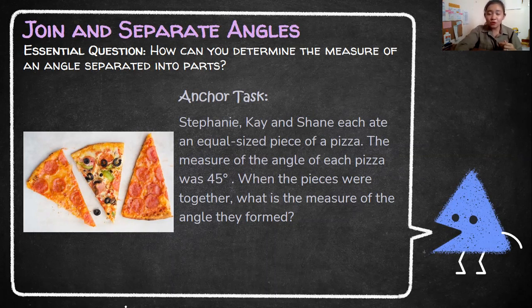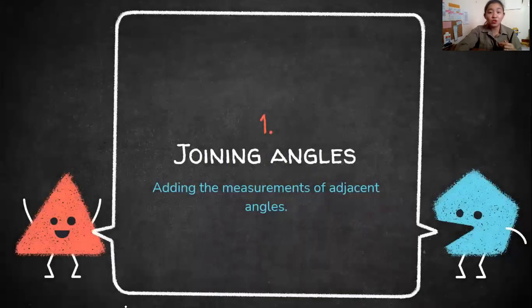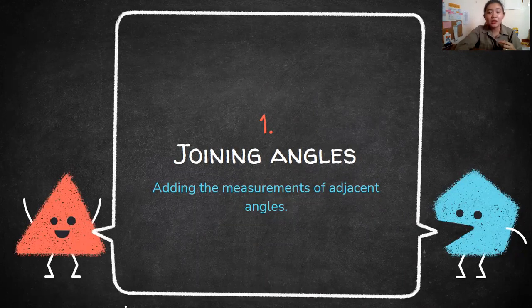Now, to focus further on each of those two subtopics, let's start with joining angles, wherein we have to add the measurements of the adjacent angles so that we can have the measure of the angle that they form together.